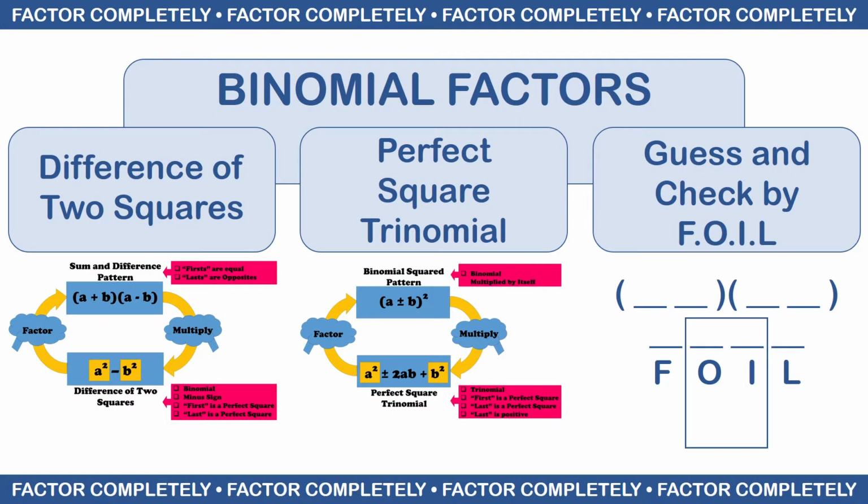Now, when you're trying to find the binomial factors, again, there's three things that can happen. The first one, and the easiest one to identify, is if you have a difference of two squares. The next thing that can happen is it might be a perfect square trinomial. And then finally, if you don't have the difference of two squares and you don't have a perfect square trinomial, you're just going to have to guess and then check your binomials by foiling to see if you have the correct factored form.